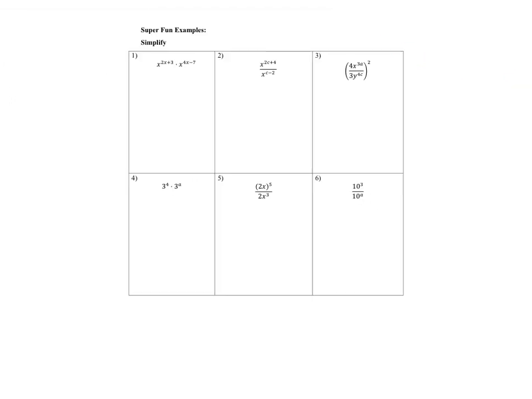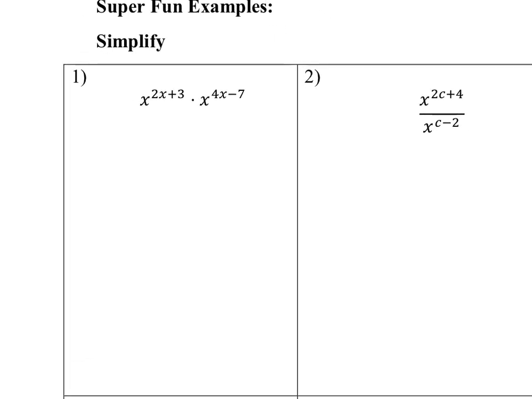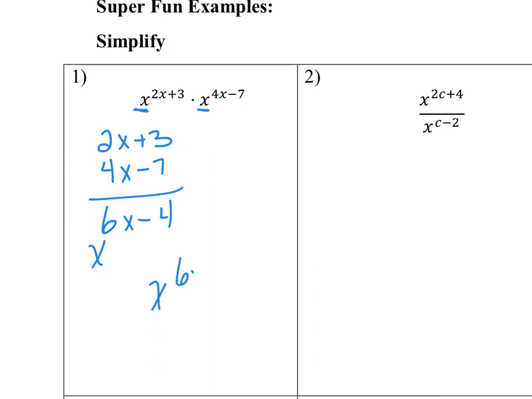So then we have slightly more complicated examples. All right, but all you have to remember is that when you multiply bases, so here are the bases, I can see them. I'm multiplying bases, so I add the exponents. So I'm adding 2x plus 3 and 4x minus 7. I add these together and I get 6x minus 4. But I have to keep the base, so x to the 6x minus 4. Because I added them together and that's what they turned out to be.